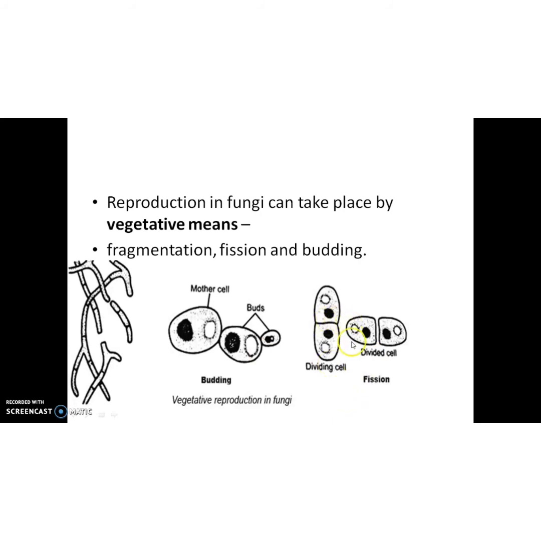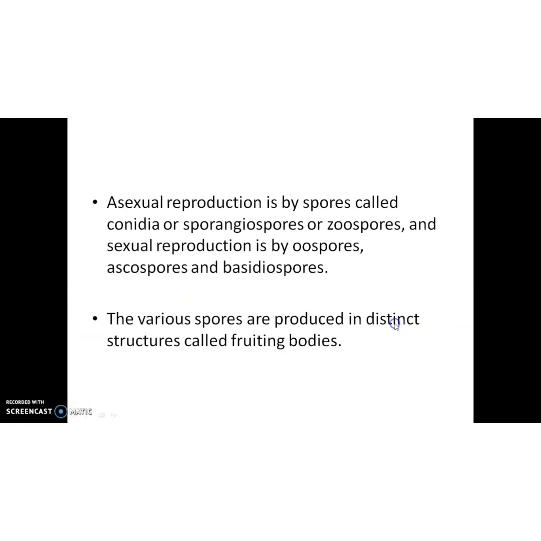Then fission. What is fission? Yeah, a single organism is divided into two and two new organisms will form from that. Okay. So which are the three vegetative means of reproduction? Yeah, first one is fragmentation, then fission, then budding. Okay. Then asexual reproduction. Asexual reproduction is by spores. Okay, they are known as conidia or sporangiospores or zoospores. And sexual reproduction is by oospores, ascospores, basidiospores, depending on the organism.